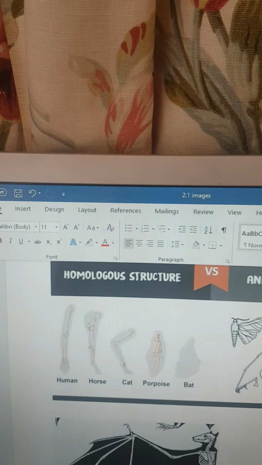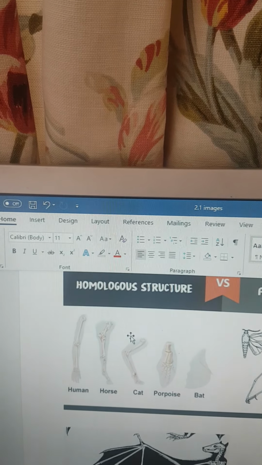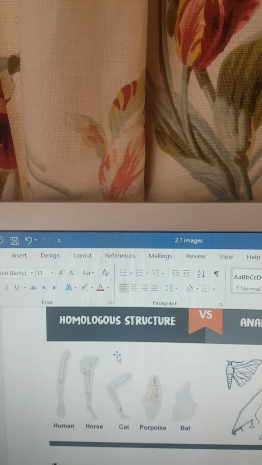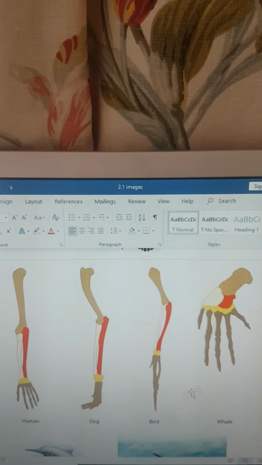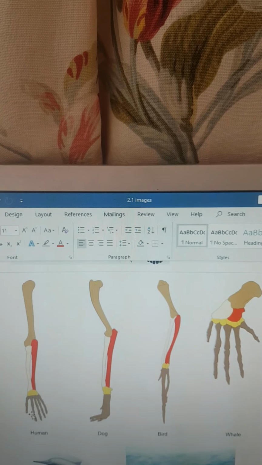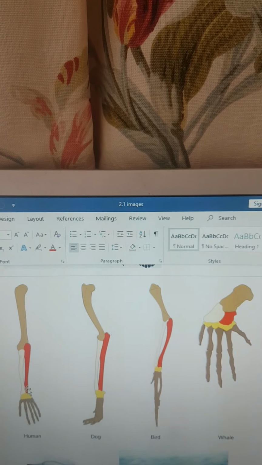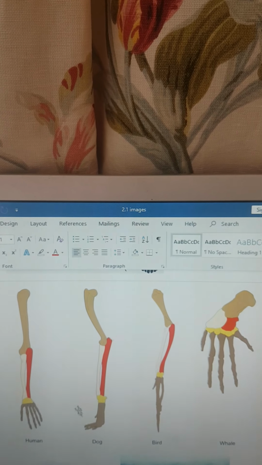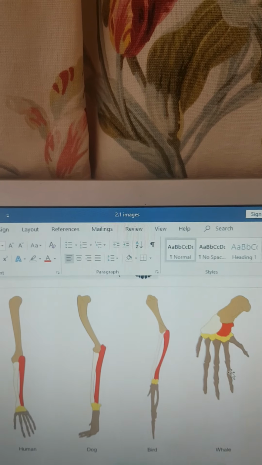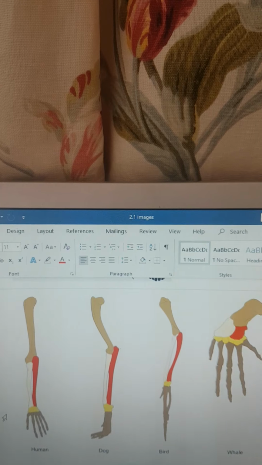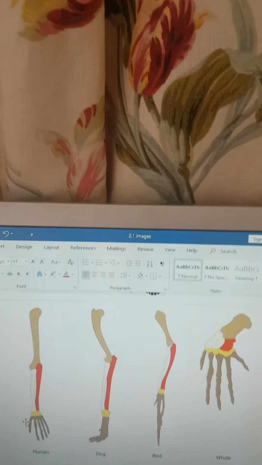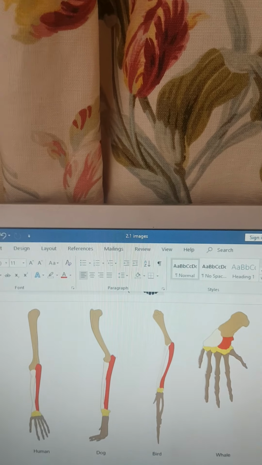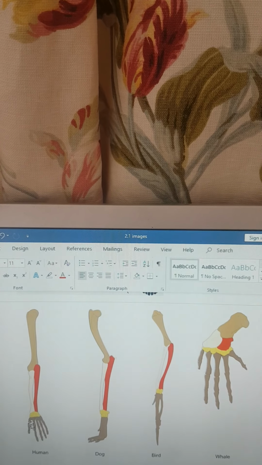What we can use as the basis for classification is what we call homologous structure. Here are some examples of 3 homologous structures. The human hand, a dog foreleg, or a whale's flipper. As you can see, they're all based around what's often called the pentadactyl limb. Pentadactyl, as they all have 5 digits on the ends.